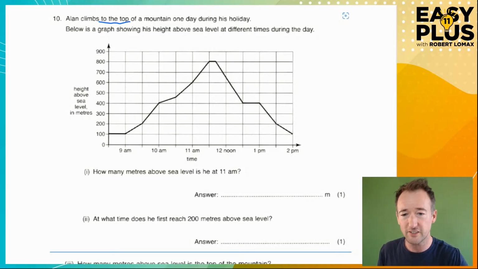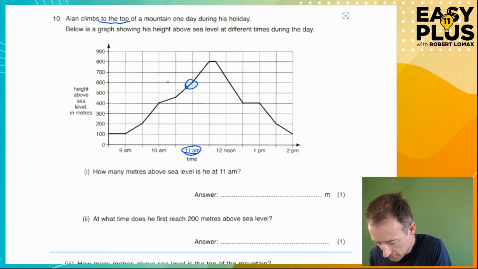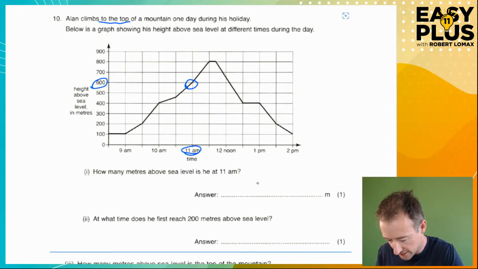How many meters above sea level is he at 11 a.m? So we've got the time along here. Oops, I forgot to comment on that before, but hopefully that's obvious. So 11 a.m. is here. So we go up the line here and we come to this point here. Then we go across here and we can see that he is 600 meters above sea level.